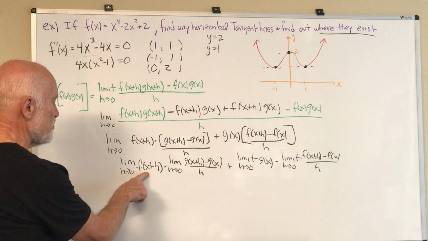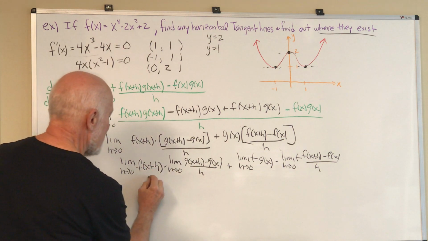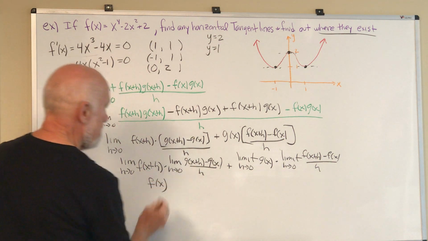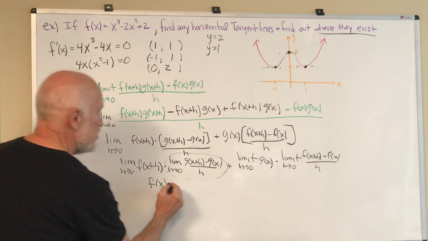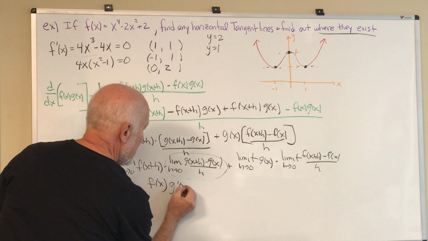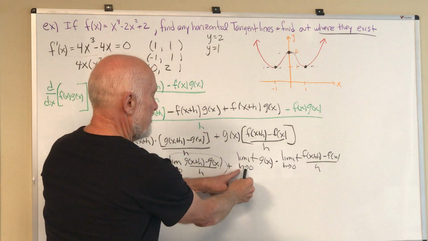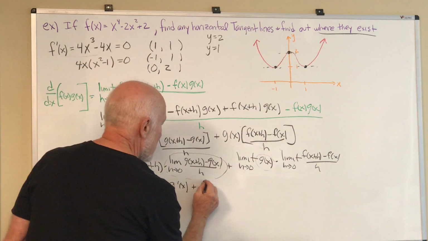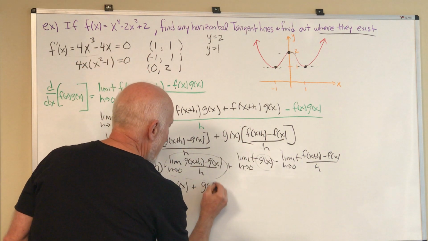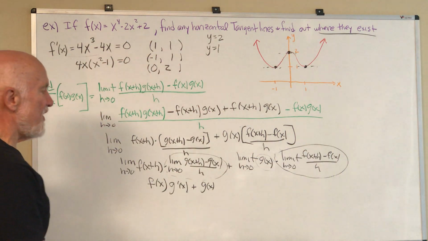Now, as h approaches 0, that h is going to go away, and this is just f of x. And this is just our formula for the derivative of g. And over here, as h approaches 0, that doesn't even have an h in it, so it's just going to be g of x. And then this is our definition of the derivative of f.